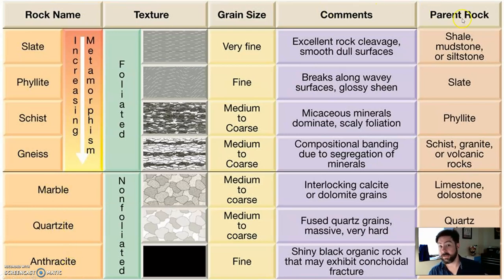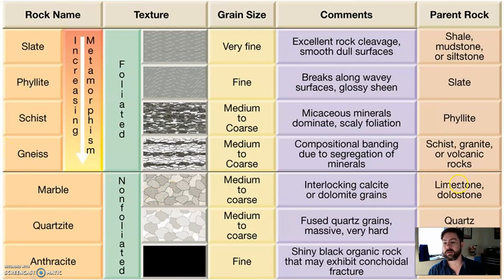All the way on the right side, you have the parent rock, or the protolith. So you take shale, mudstone, siltstone. These are all fine-grained clastic sedimentary rocks. You apply heat and pressure, you get slate. You take slate, apply more heat and pressure, you get phyllite. You take phyllite, you apply more heat and pressure, you get a schist. You take schist, or granite, or some sort of volcanic igneous rock, you get gneiss.